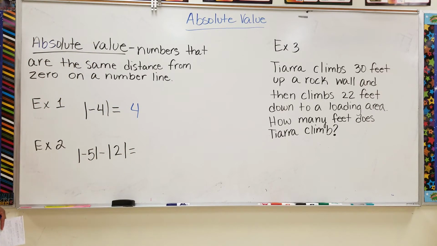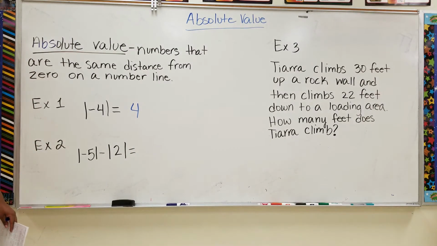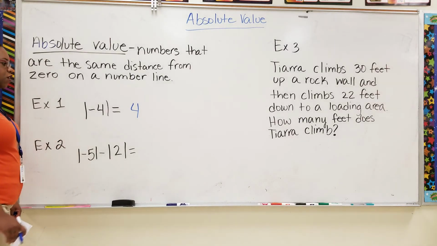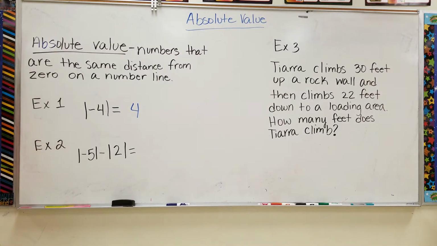Just remember that when they say what is the absolute value of a number, this number is always going to be positive, okay? It's always going to be positive. So when they ask you what is the absolute value of -4, it is 4, because it is 4 units away from 0, okay? Example number 2.